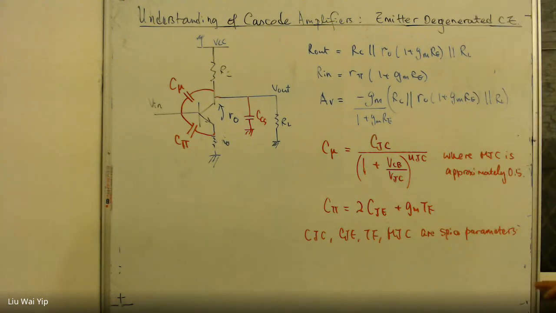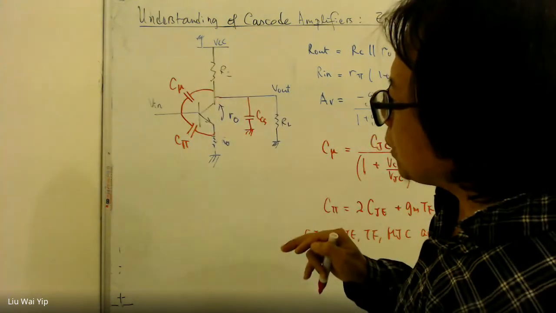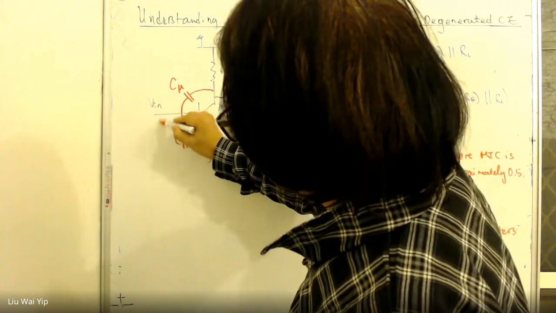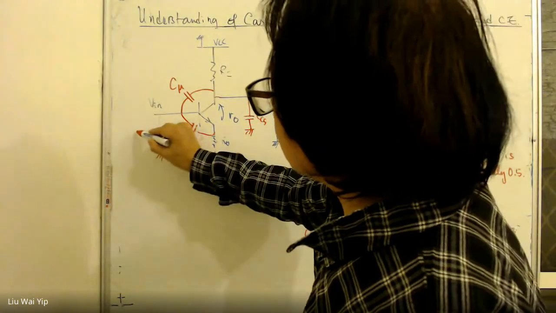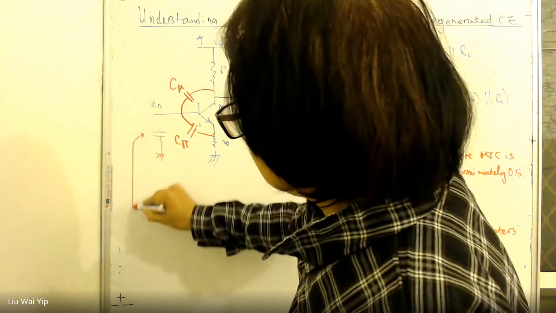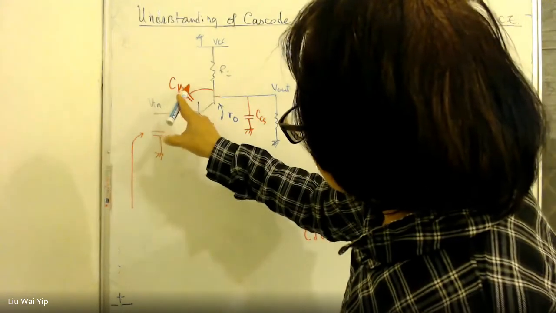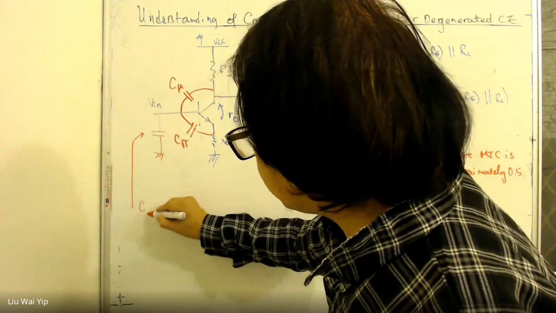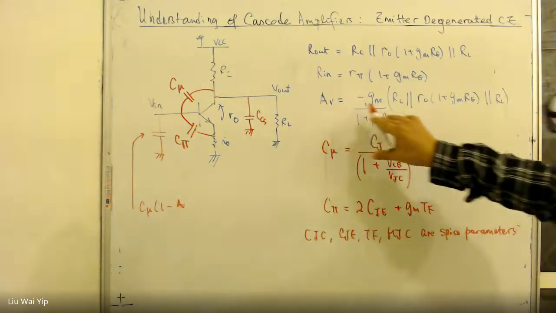Now, what we can do is we use some circuit techniques to break down this C mu so that it becomes another capacitance, like what is here. And this is the so-called Miller equivalent. According to the Miller effect, this capacitance, as a result of C mu, is going to be C mu times 1 minus AV, where AV is the voltage gain here.